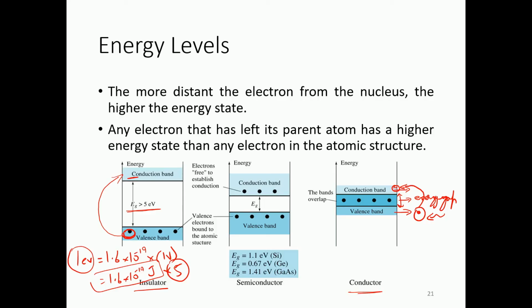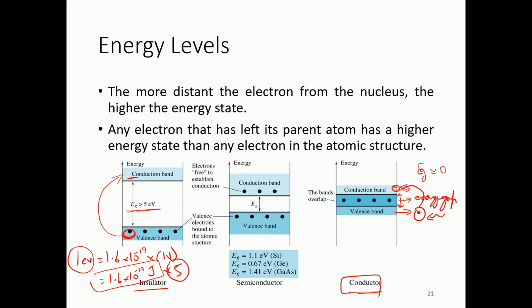In case of a conductor, this energy is very small, so the value of Eg is almost negligible, and the electron can easily jump a small gap. But in an insulator, it is very high, around 5 electron volts. And now what happens in a semiconductor?